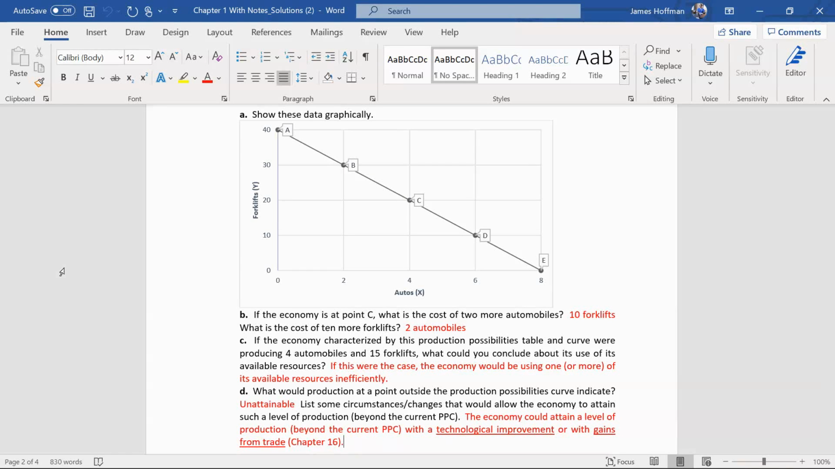Okay, so that's kind of the basics on the production possibilities curve example. Are there any questions on what we covered here for this model?